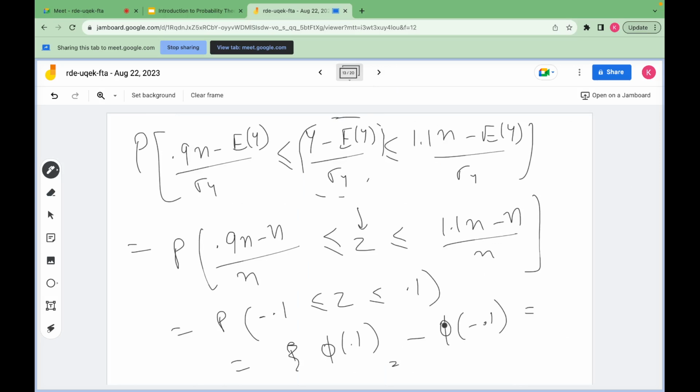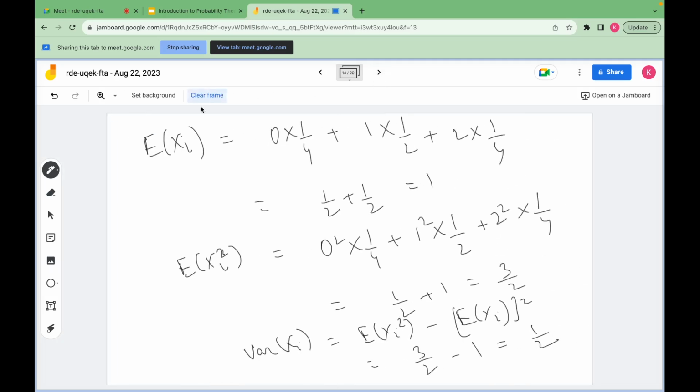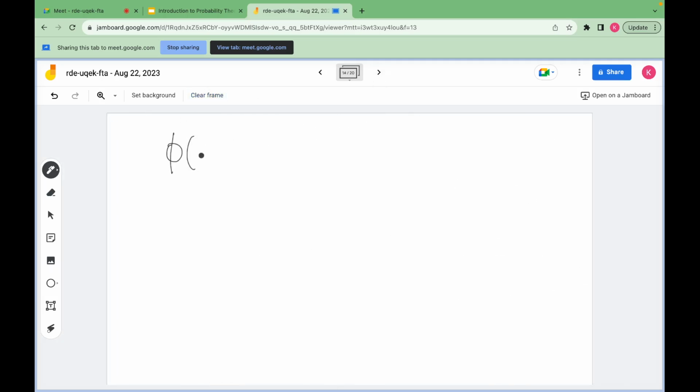So this should be greater than this, 0.1 minus 0.1. This should be greater than 0.95. Okay, or I am doing something wrong. Okay.